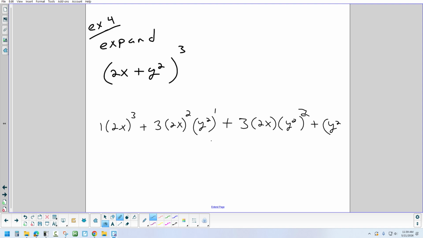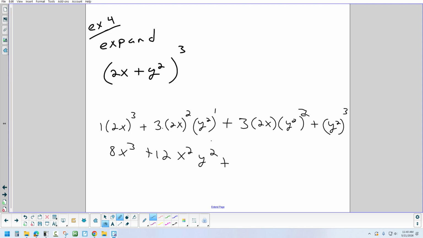And now that goes to the third power. So remember, power to a power, you multiply. So this is going to give us 2 cubed is 8x cubed times 1. It's going to give us 2 squared is 4 times 3 is 12, x squared, y squared. Nothing happens to the y squared this time because it's to the first.